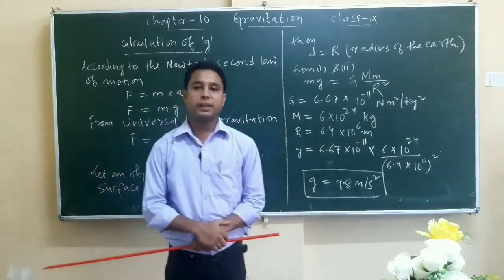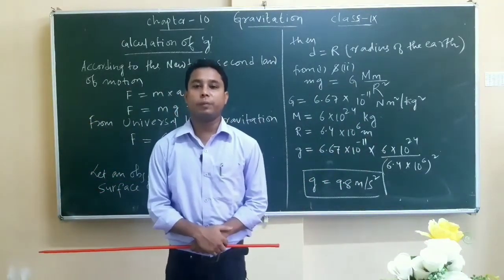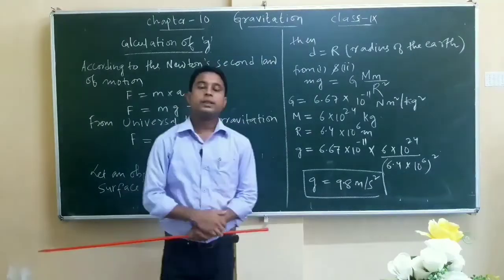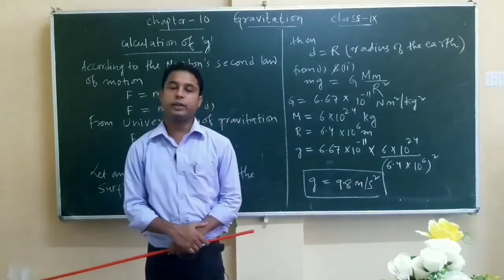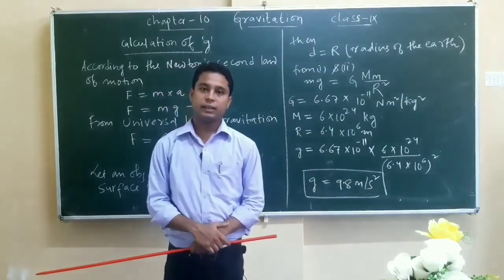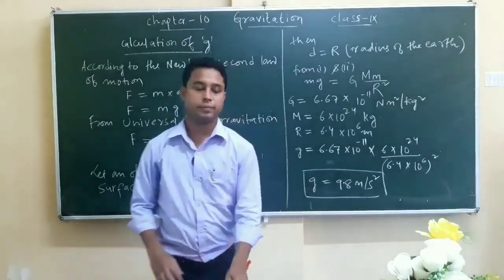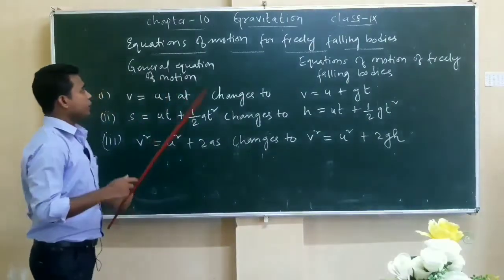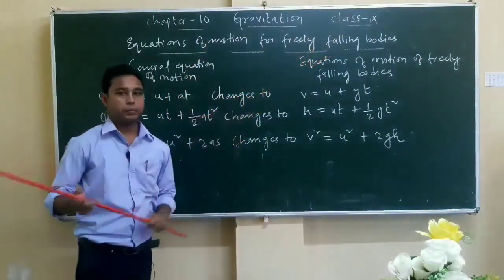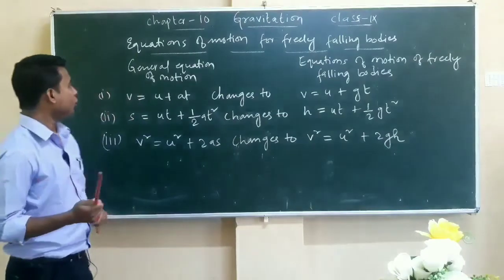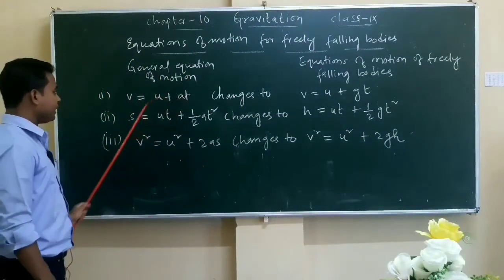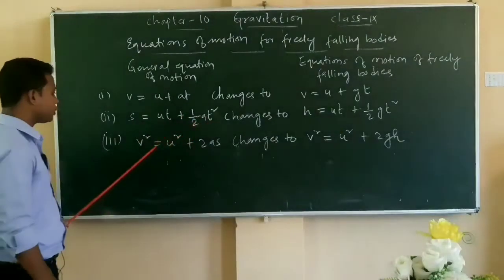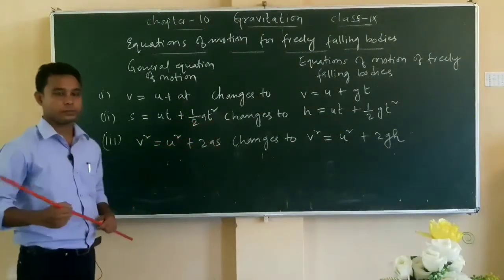One more point to remember is that the value of g is independent of the mass of the object falling towards the earth. This means that all objects, hollow or solid, big or small, fall at the same rate. Now, the equations of motion for freely falling bodies. The general equations of motion are v is equal to u plus at, s equal to ut plus half at square, v square equal to u square plus 2as.